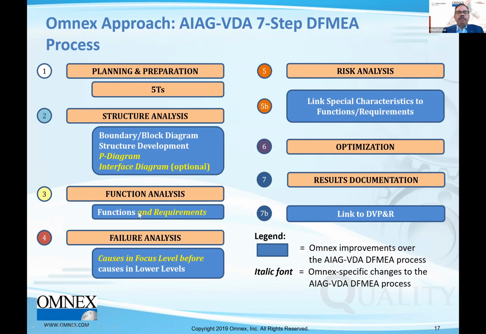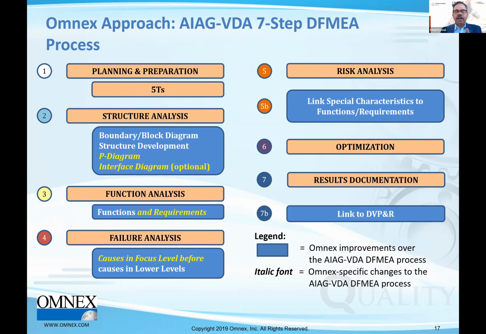What I want to say, Omnex says functions and requirements. In the end of the day, you need requirements because really that's what you're also doing in ASPICE, okay? You're tracking the requirements, and you're looking at the backwards and forwards traceability of requirements. So handle it once for IATF, handle it once for ASPICE, handle it once for functional safety. So add requirements in. So when you look at this failure analysis, the failure in the focus level is caused by the failure in the lower level.